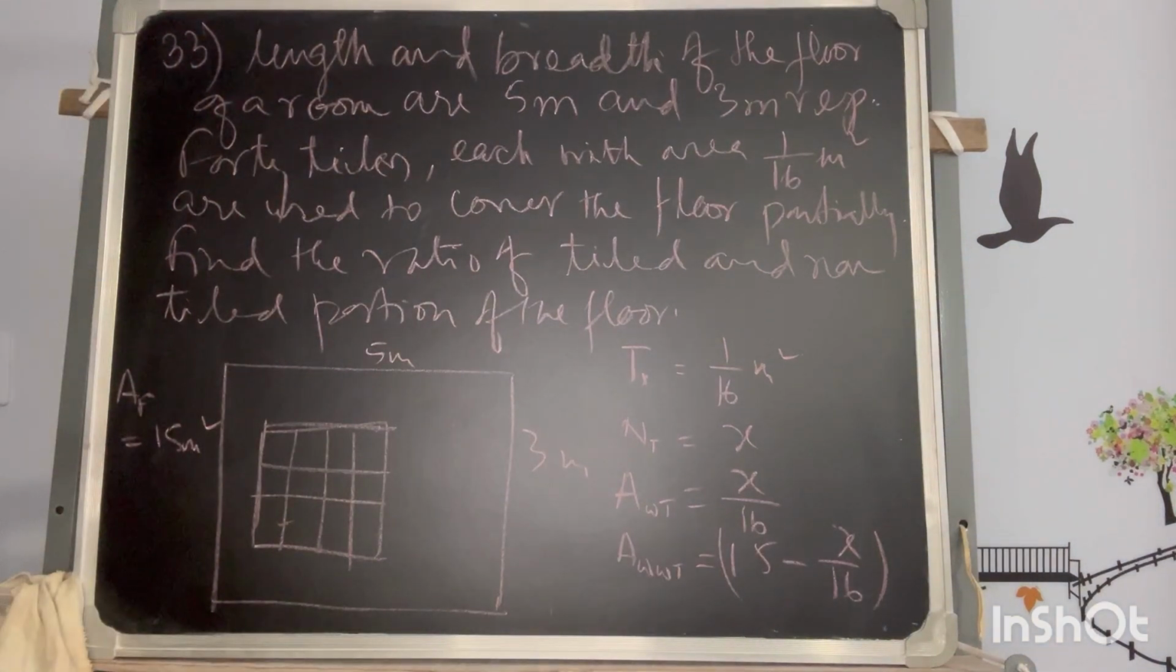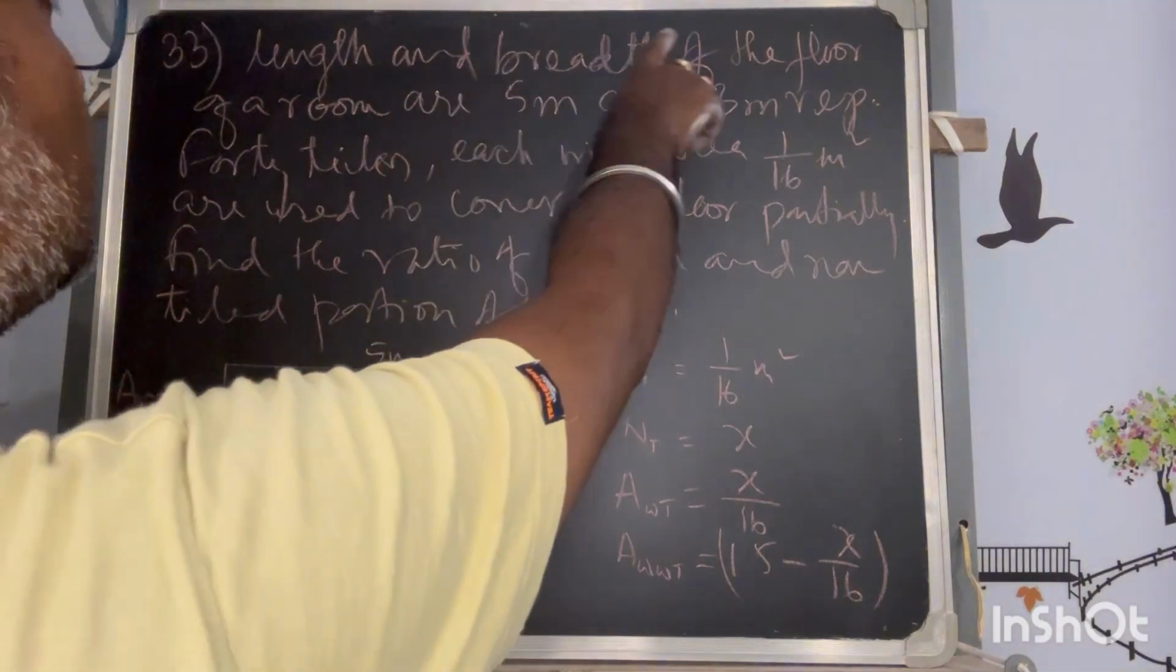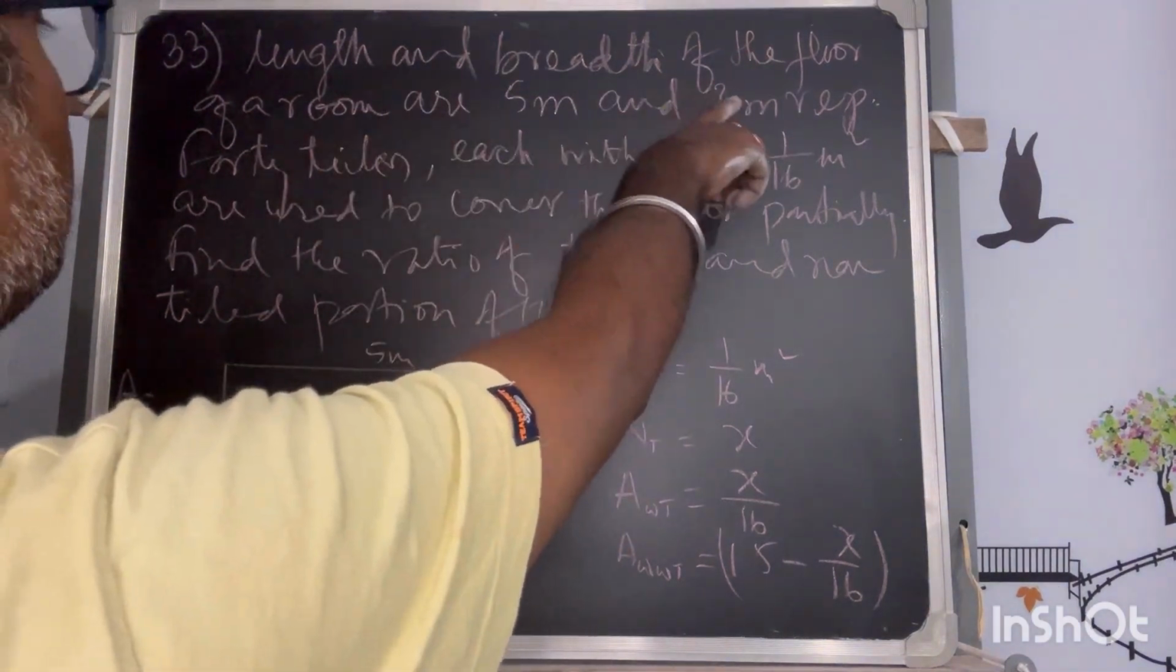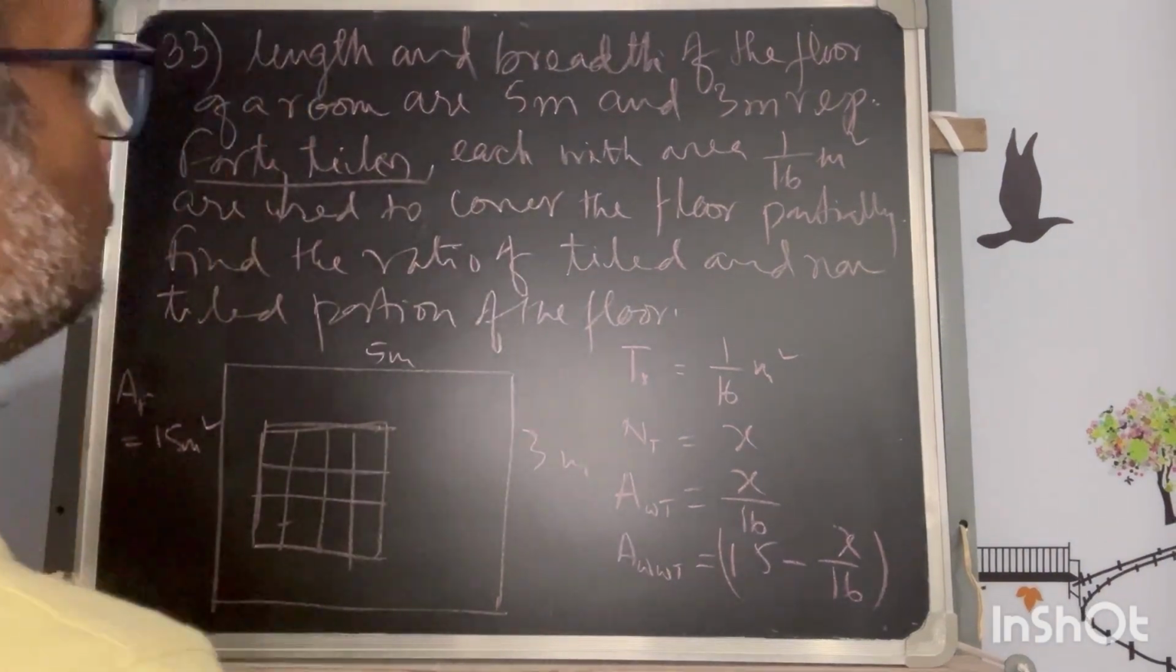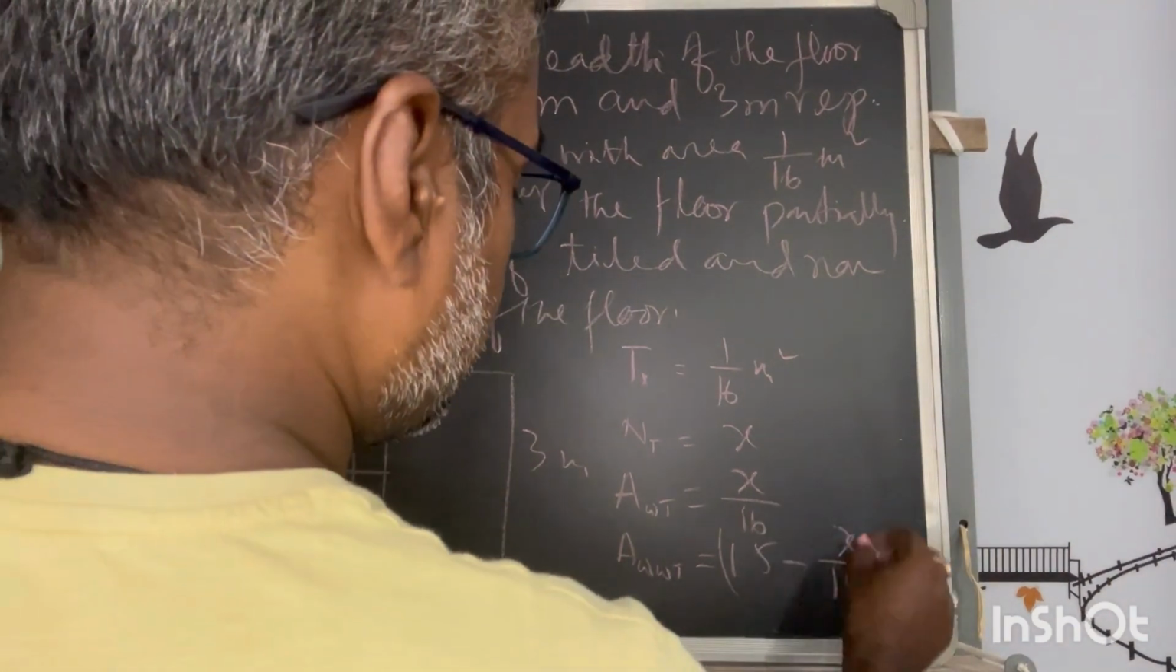Now is any other information there? Each tile is this much, and the length and breadth of the floor of the room are this much, so 40 tiles. This is given: 40 tiles are being used. Okay, so this x is 40.